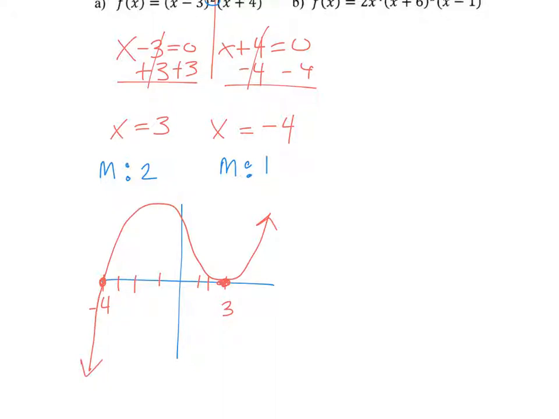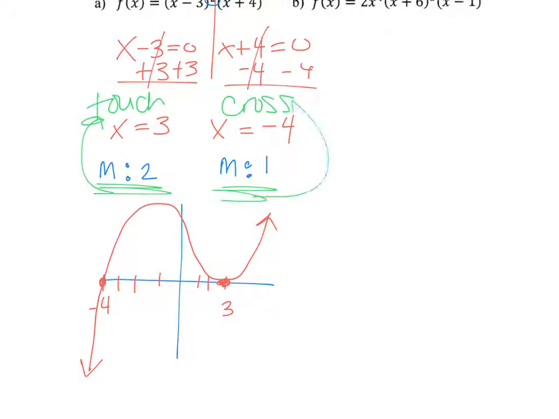So what do we do at 3? We cross, and then, actually, I'm sorry, let me go backwards. I was going backwards. This is touching, and this one's crossing. Okay, so an even multiplicity will touch, and an odd multiplicity will cross.